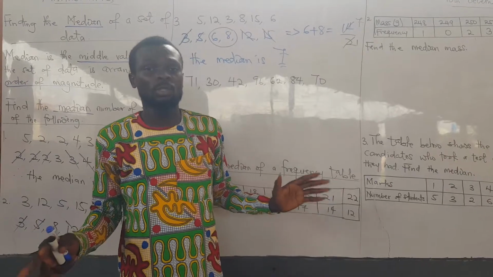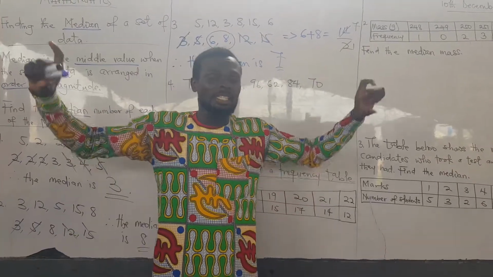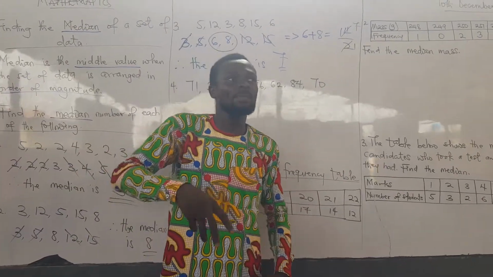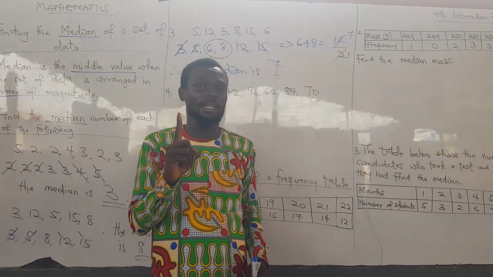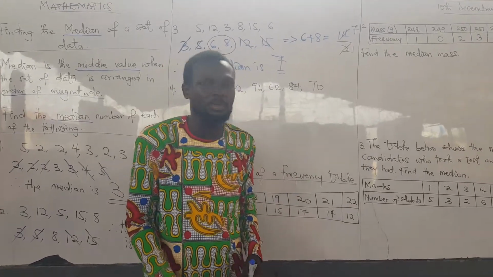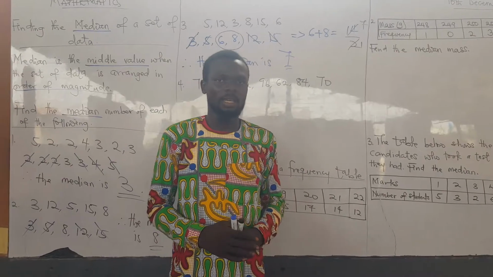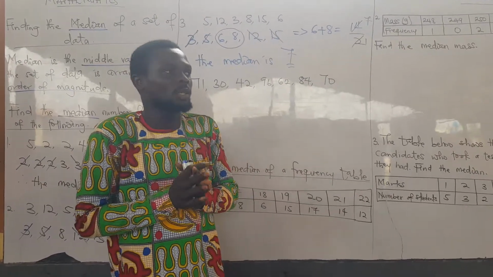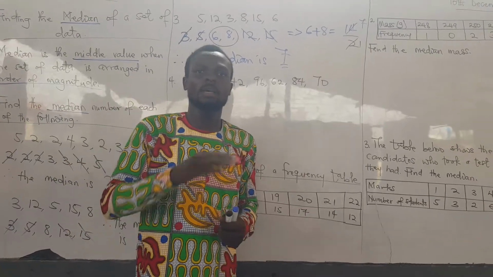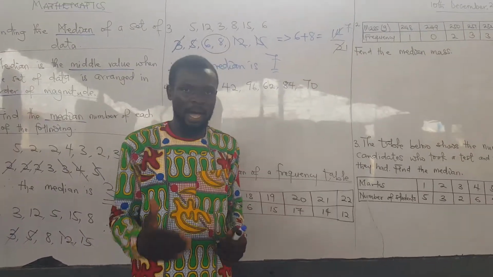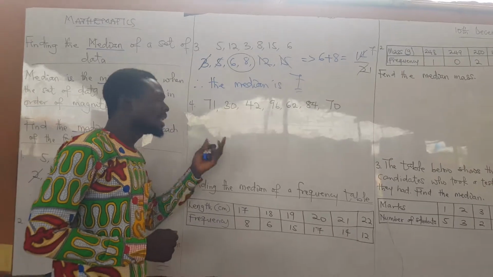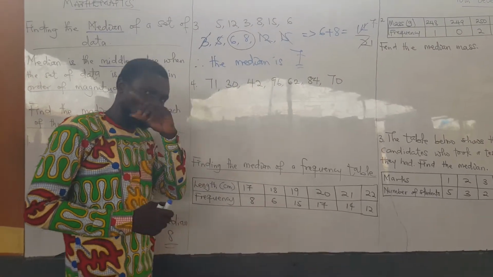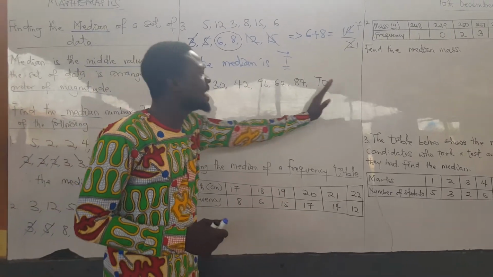What I'm trying to say is that when you arrange the numbers and you are able to get only 1 number in the middle, that number becomes the median. But if the numbers are 2, put the 2 numbers together and divide by 2. Let's look at number 4. We have to find the median.